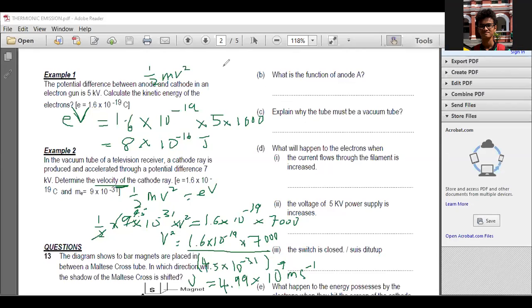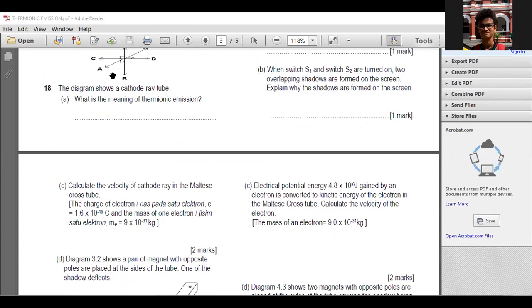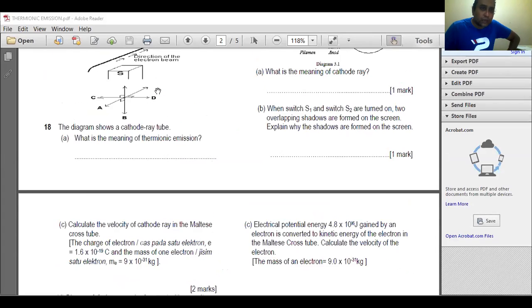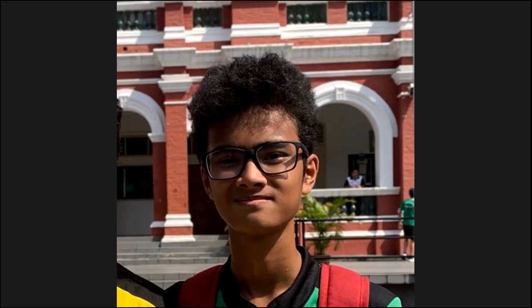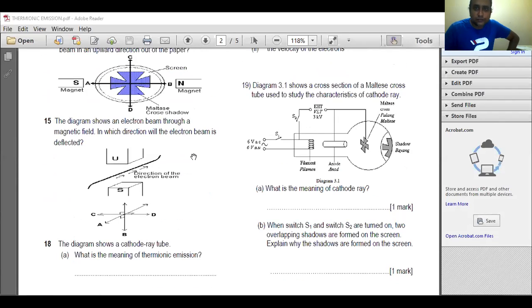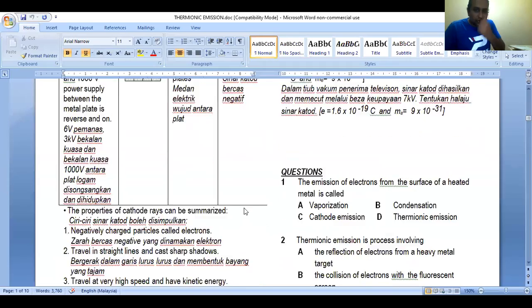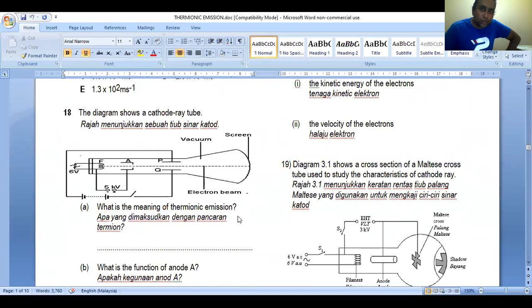Next. Okay, so we look at an example of a structured question. Look at question number 18. Now, the diagram shows a cathode ray tube. Your question here, the picture has disappeared. Refer to this. This is the actual diagram. So the diagram shows a cathode ray tube.